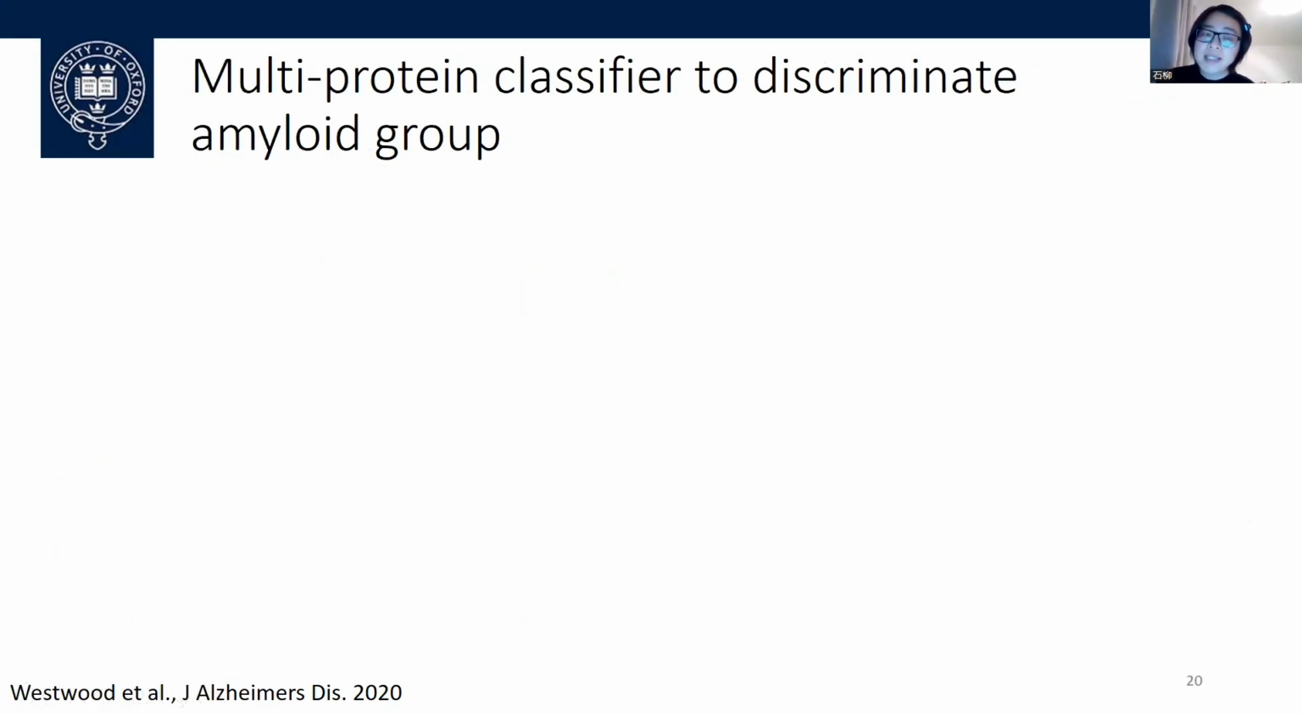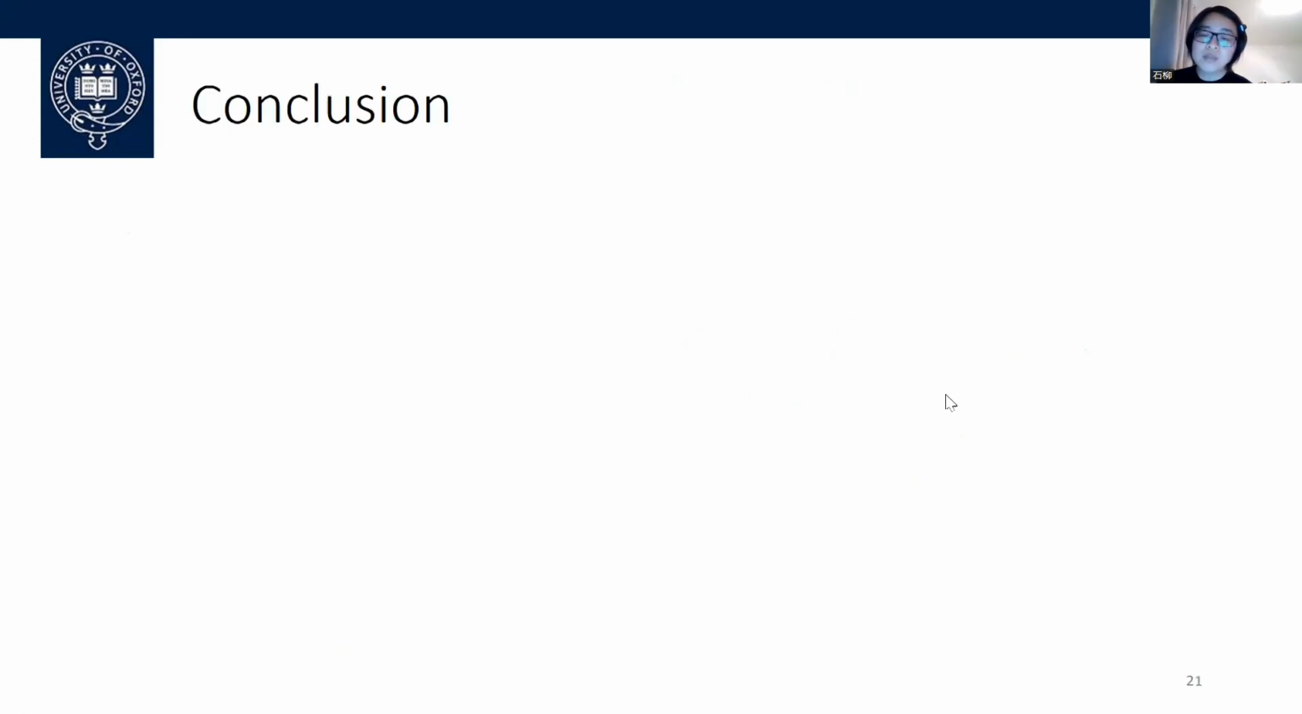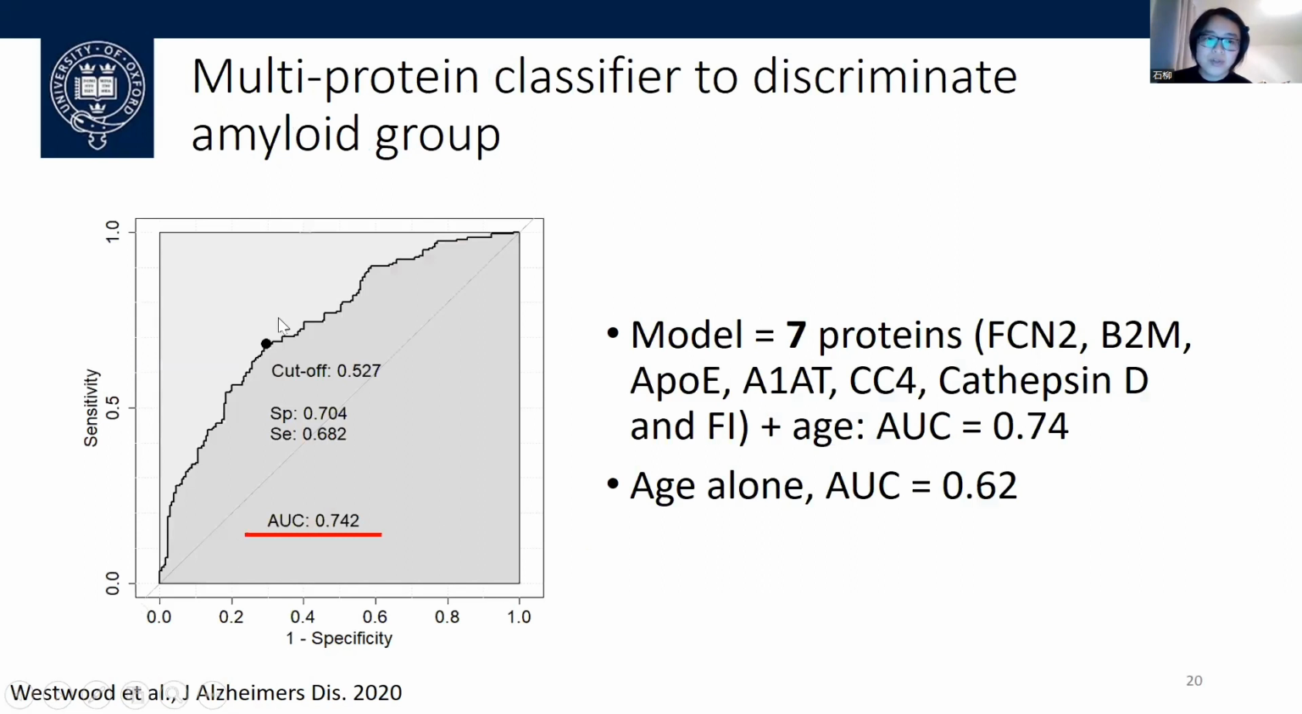After getting the results, the next step we wanted to do was to build a multi-protein classifier to discriminate the A-beta group. What we did was combine the 7 proteins with age and generate the AUC curve. We found that the AUC of this combination is 0.774, shown in this figure. And this AUC is 12% higher than using age alone. This has high significance in clinical settings because these biomarkers can be used as a pre-selection tool to select patients for further diagnosis.